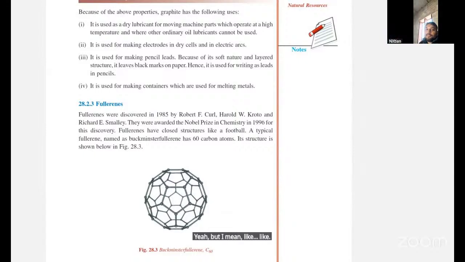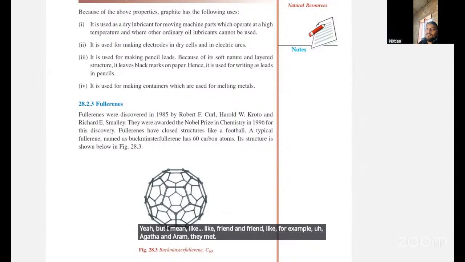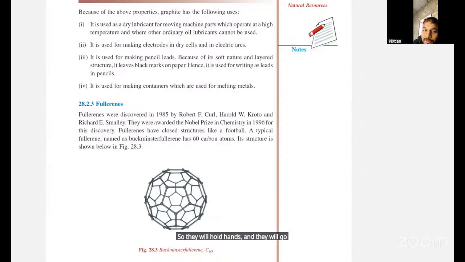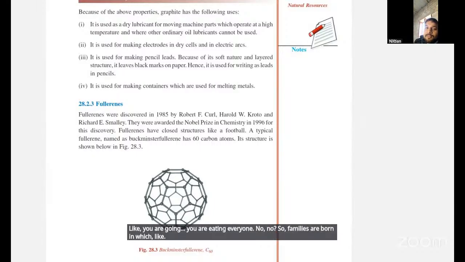Friend and friend, for example Agatha and Ira, they met, so they will hold hands and go to the park and everything. But if you are in a family, then you always hold your hand, like when you are going, you are eating, everyone. So family is a bond like an ionic bond. So I hope you get it.